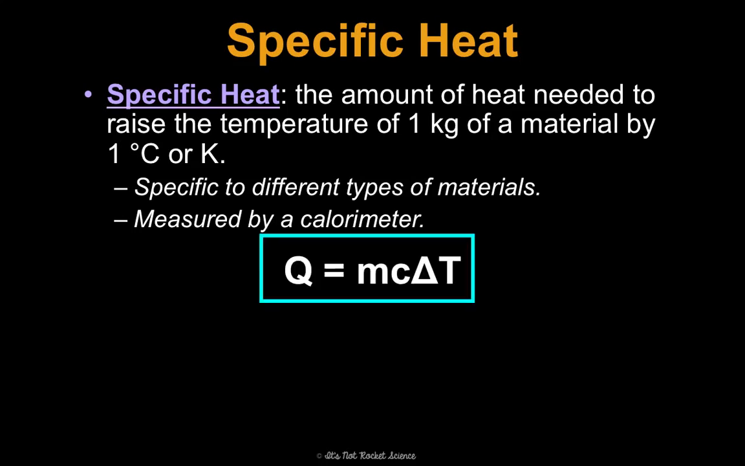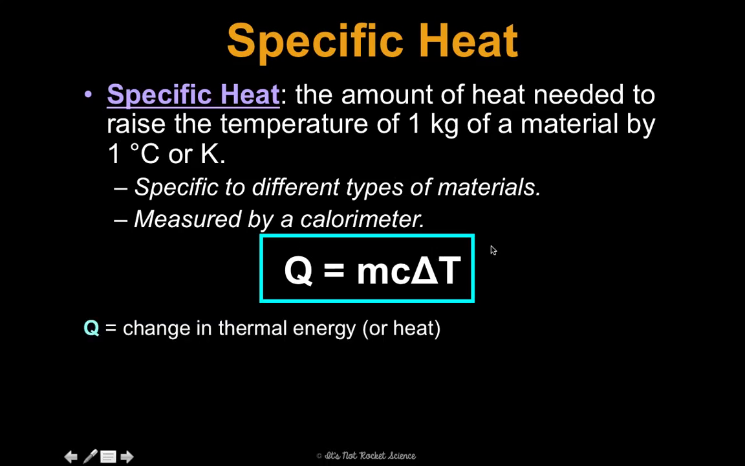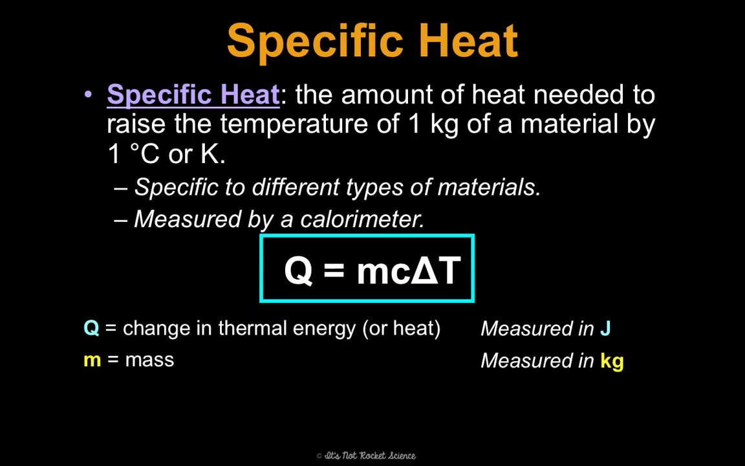Now, we want to be able to calculate heat transfer or the transfer of thermal energy, and that's my Q. And to do that, I do MC delta T. So, Q is my change in thermal energy or my heat, and that's going to be measured in joules because, again, it's an energy. M, what do you think? Stands for mass, and it has to be in kilograms. C is new. This is my specific heat, and it's measured in this funky unit, so don't worry about it because it's always going to be given to you.